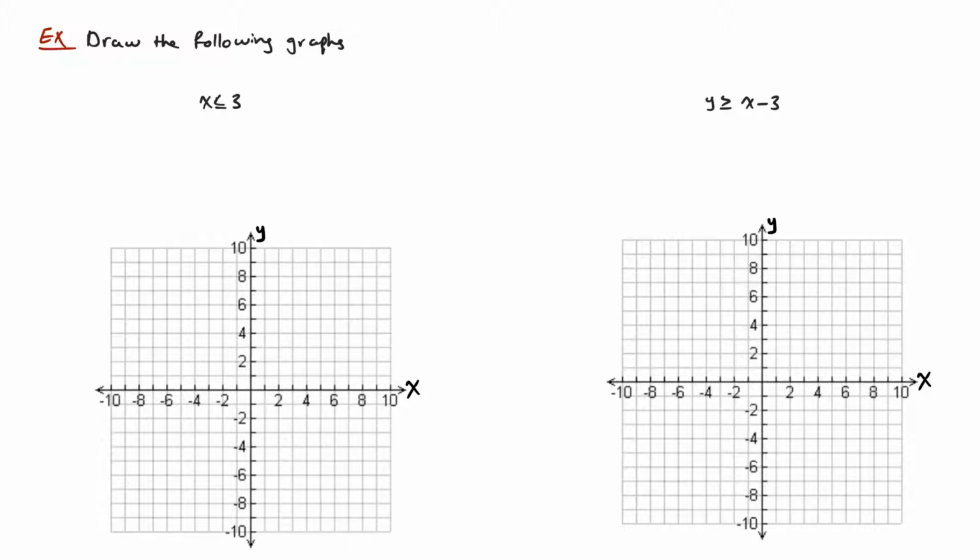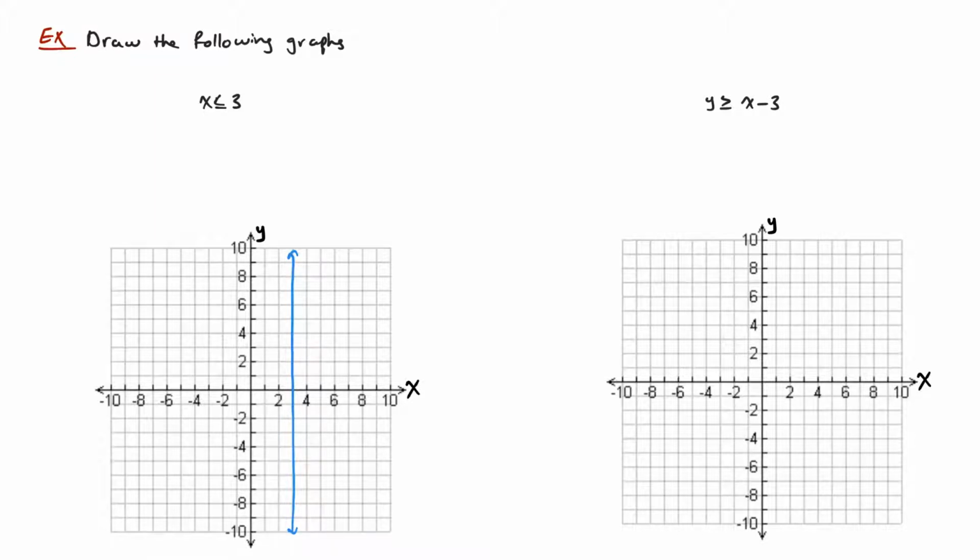So if x was equal to 3, that means it would be a vertical line. So I will draw a vertical line, and to draw it, I have to make sure whether I have to use a solid line or a dashed line. This one is equal to or smaller, so I would actually need to use a solid line. So right at x equals 3, I will draw a solid line.